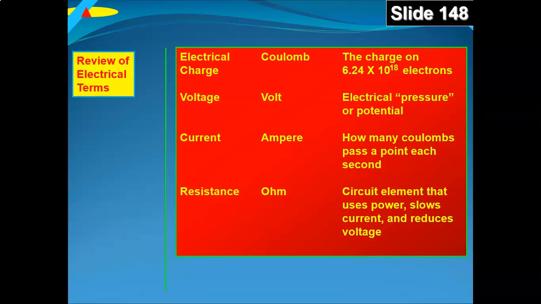Current is measured in amperes, and it's how many coulombs pass a point each second. You can think of it as how fast the electrons are flowing. And resistance is measured in ohms, and it's a circuit element that uses power, slows current, and reduces the voltage. So it basically uses up energy.